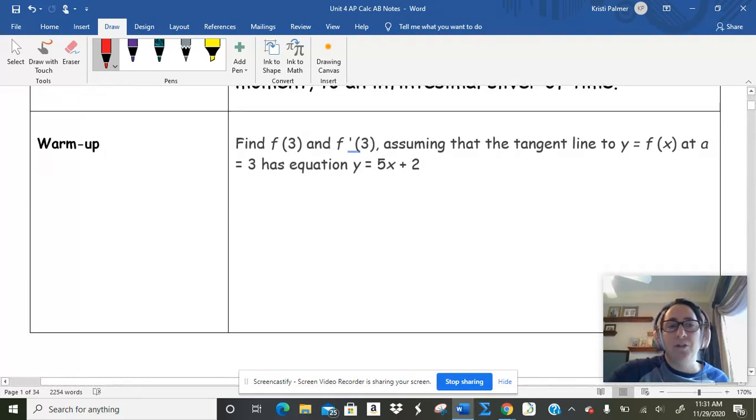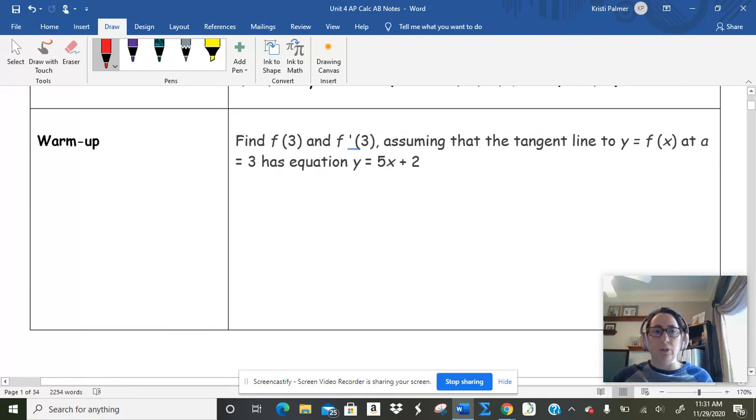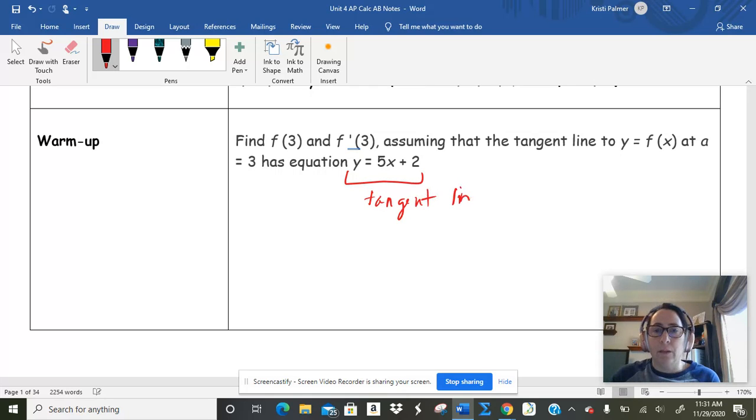Okay, so let's just have a little warm up, getting us back into the groove here. So if the tangent line to f of x at some a equals 3 has this equation, can you tell me what f of 3 and f prime of 3 would be? Okay, so this is the tangent line. Basically we have some curve and we're finding the tangent line at 3.